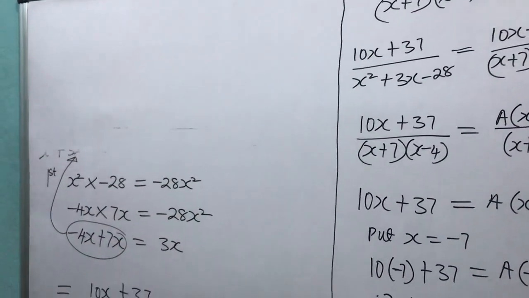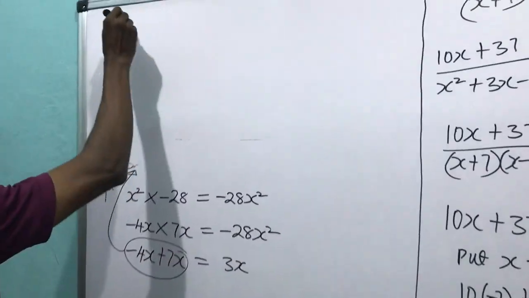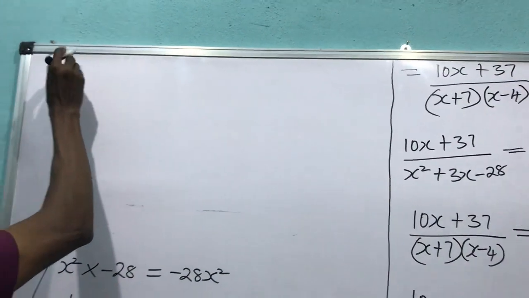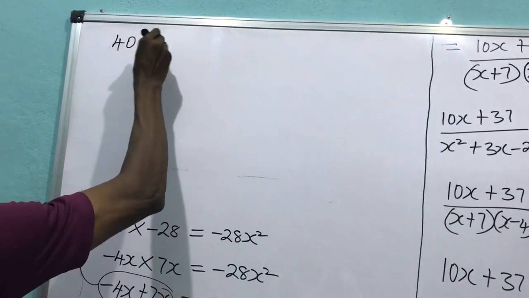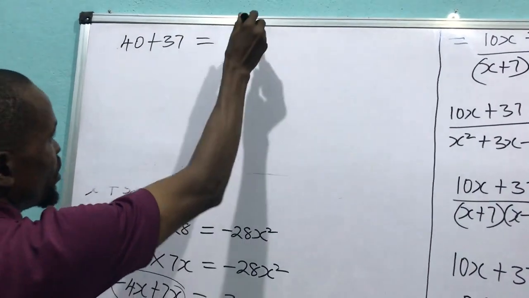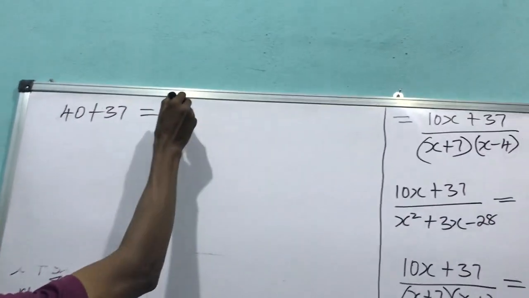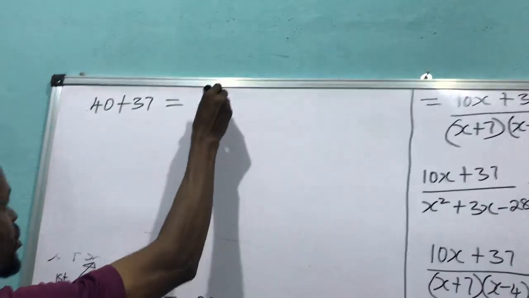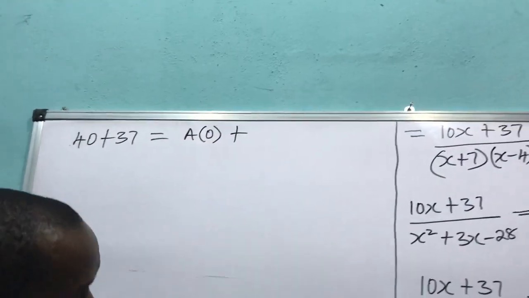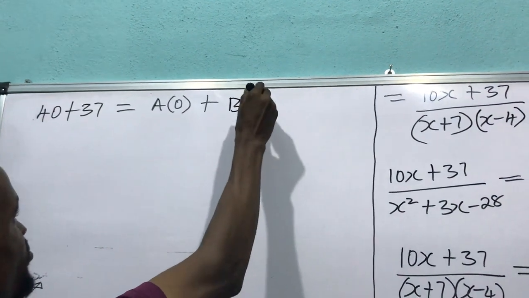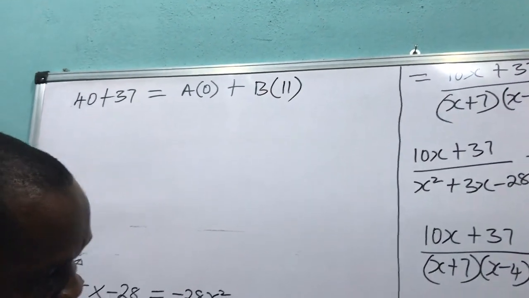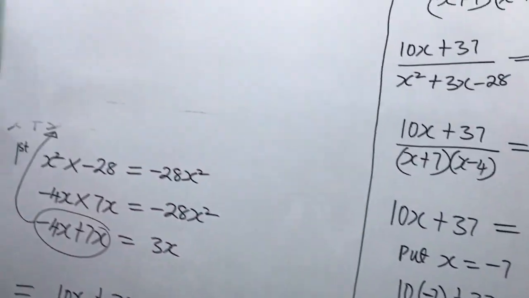Can I clean up here? I will have 4 times 10, 40, plus 37, and that equals A will become 0. That means A into 0, plus B will be 4 plus 7, which will give me 11. B will give me 4 plus 7 will give me 11.